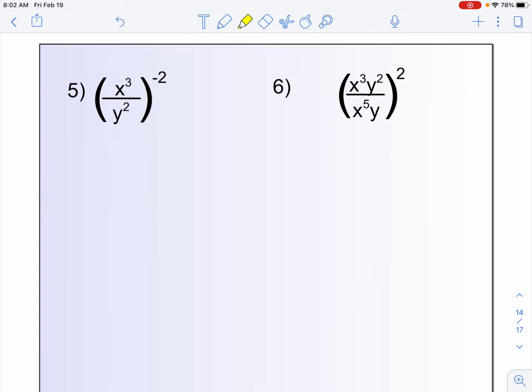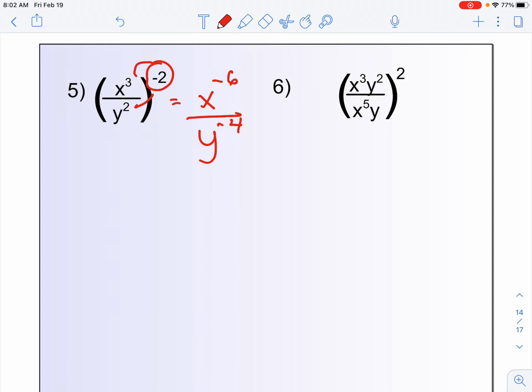Okay, so what happens when you have a negative exponent? No big deal, okay? You're going to do the exact same thing. You're just going to multiply those exponents together. So take 3 multiplied with -2. That's going to give you x to the -6. And then y to the 2nd raised to the -2, multiply those exponents. That gives you y to the -4.